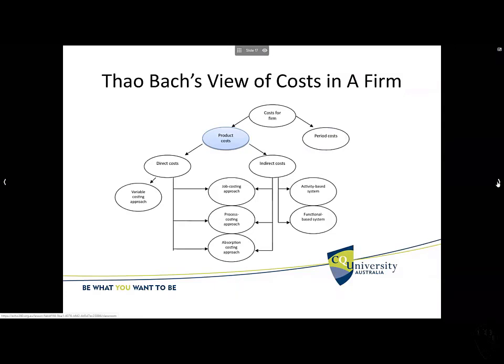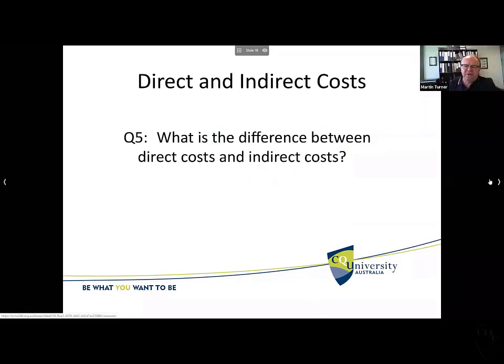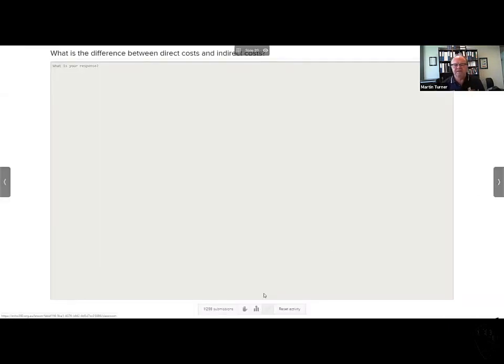Now let's have a look at product costs. We're going to focus on product costs as one cost object. We saw that there could be a number of different cost objects, but we're going to look at products. And then within product costs, Thao Bach saw them breaking up into direct and indirect costs. So what's the difference between direct costs and indirect costs? Quite a few people commented on this in step 2. What is the difference?